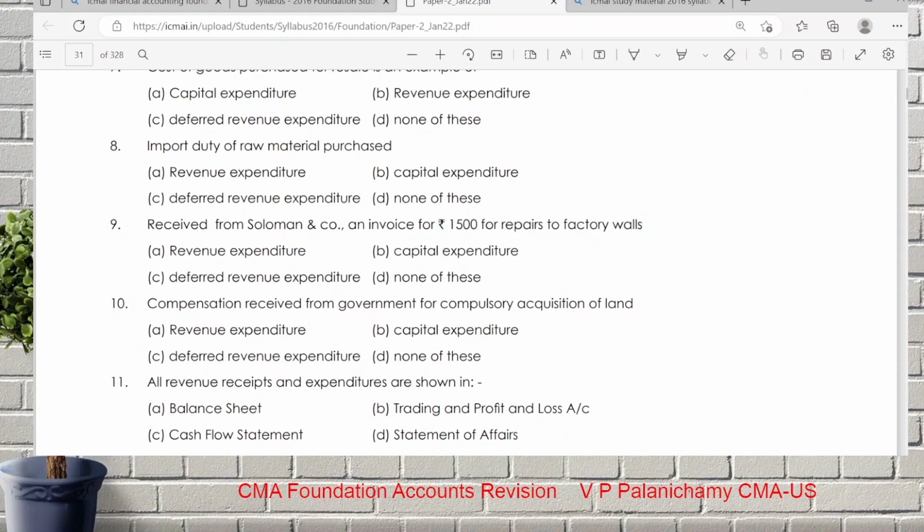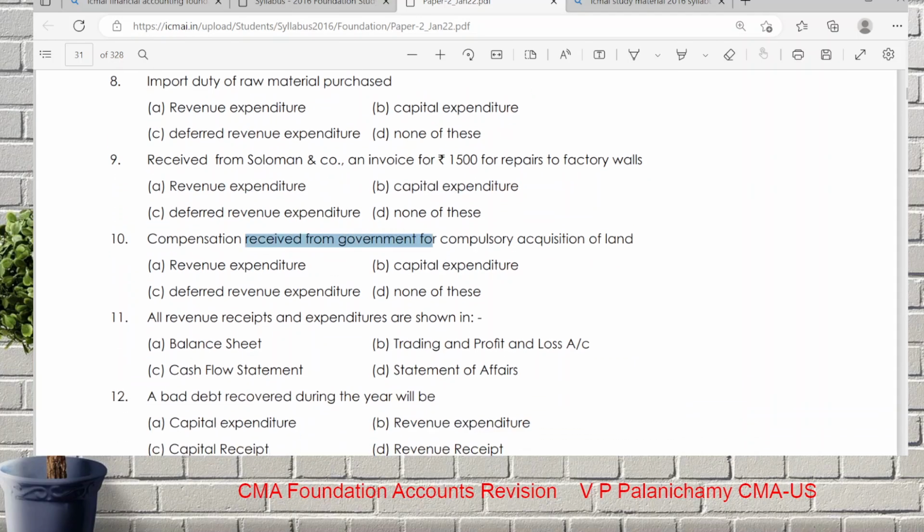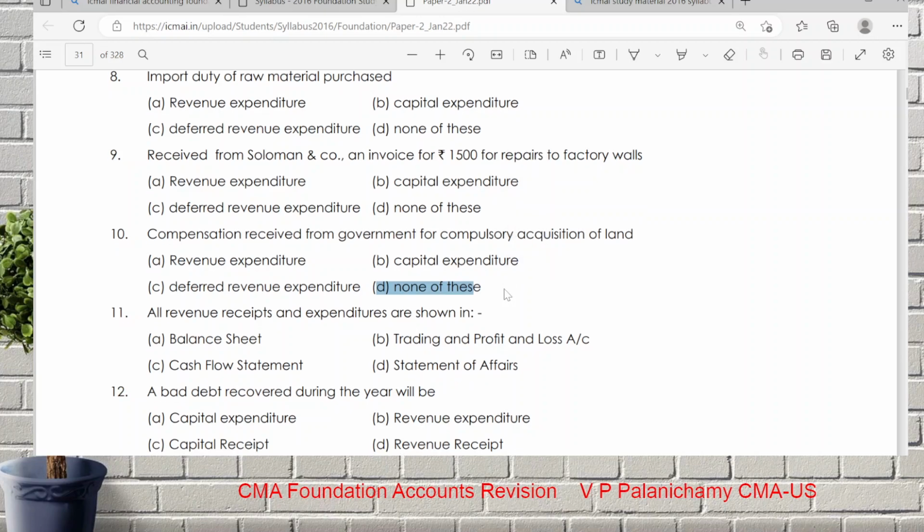Received for repairs for factory wall. Invoice. Okay, invoice நம்ம pay பண்ணணும். எதுக்கு? For repairs to factory wall என்னது? Revenue expenditure. Compensation received from government for compulsory acquisition of land. Land acquire பண்ணிடுறாங்க, government நம்மளுக்கு compensation pay பண்றாங்க, நம்ம வாங்குறோம். We are getting it. None of these. Why? Because it is a receipt, capital receipt.